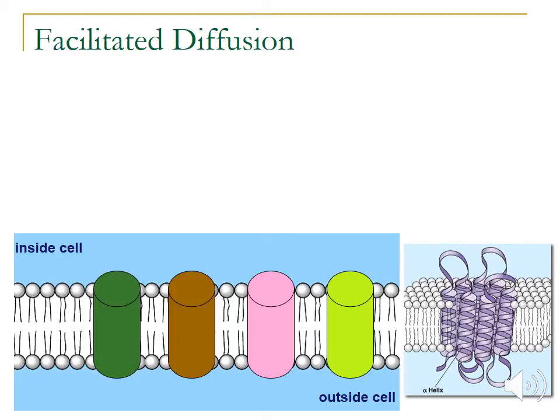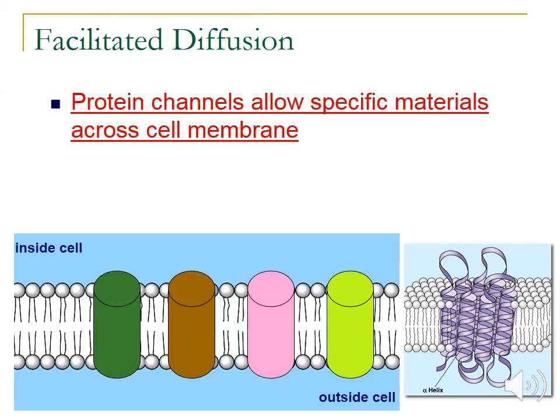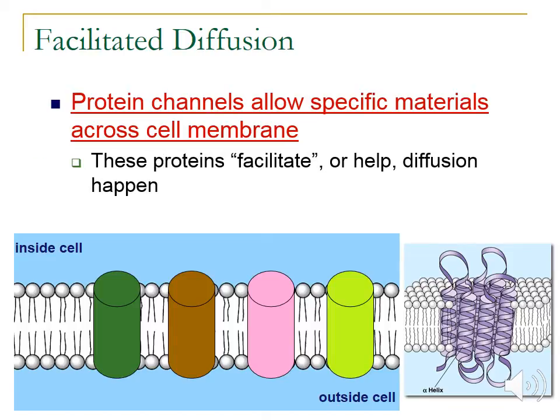On the other hand, facilitated diffusion requires a protein channel that allows specific materials across the membrane. These proteins facilitate, or help, diffusion happen. So molecules are still moving from an area of high concentration to an area of low concentration, but they are being helped along by a channel protein.